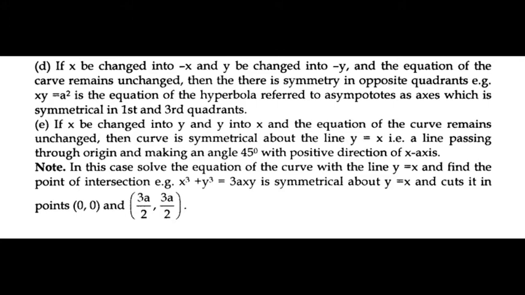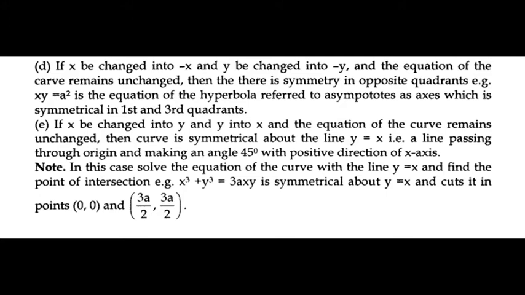If x is changed into y and y into x, and the equation of the curve remains unchanged, then the curve will be symmetrical about the line y is equal to x. When you change x to y and y to x and the given curve remains unchanged, the curve will be symmetric about y is equal to x. And y is equal to x is a straight line passing through the origin, which makes an angle of 45 degrees with the positive direction of the x-axis.